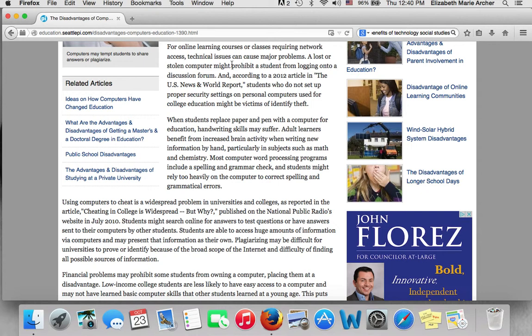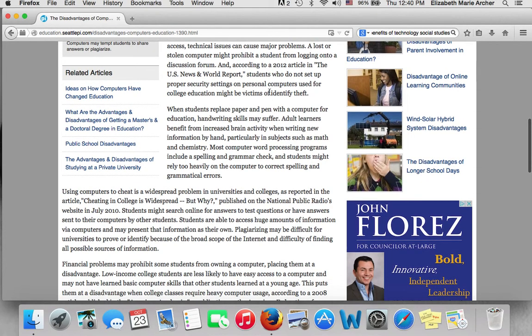lost or stolen computer may prohibit a student from logging in. Alright, that's a little far-fetched, at least for my area. Students who do not set up proper security settings on personal computers used for college education might be victims of identity theft. Alright, well, I don't think I have to worry about my little 5th graders being victims of identity theft, but the security settings are an issue when you look at elementary students using computers and technology and putting themselves out there.